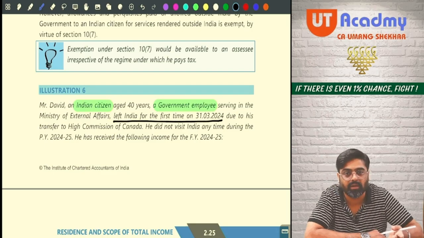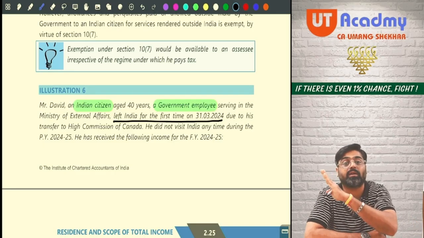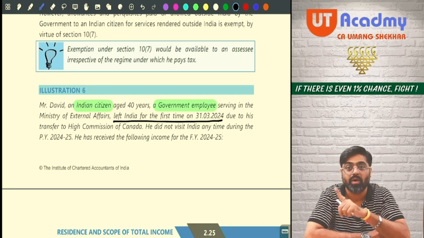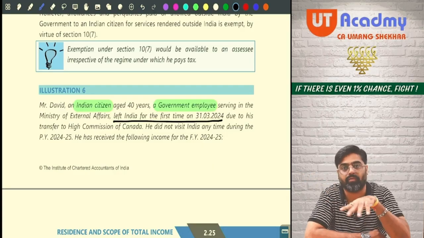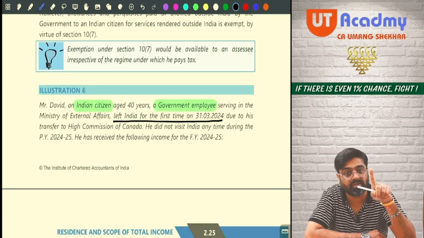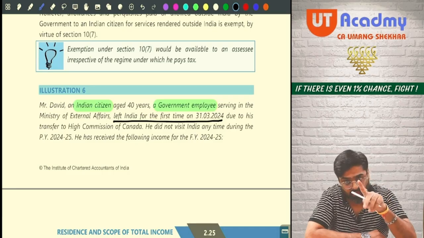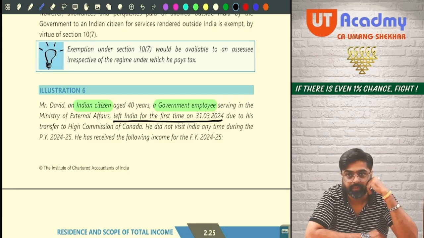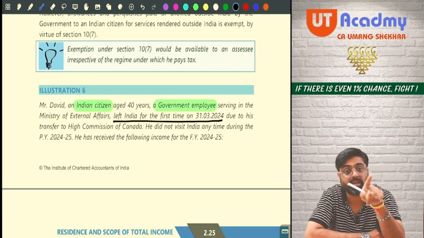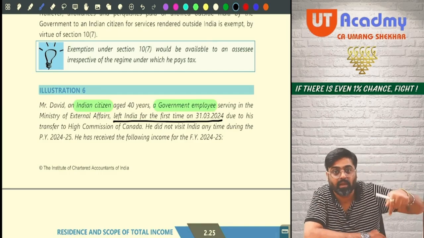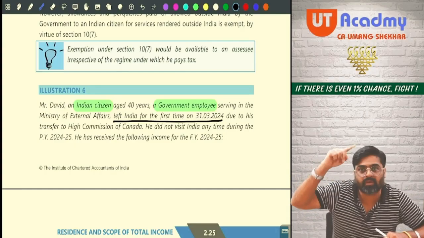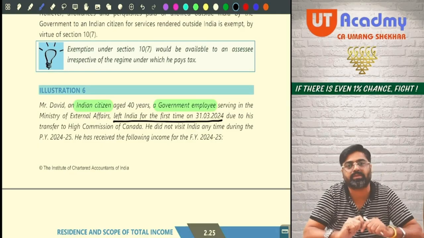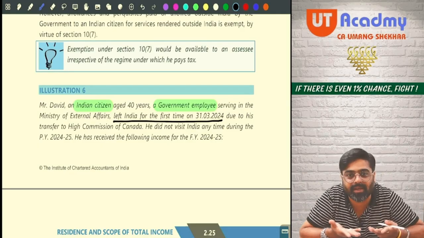Meaning in this year, 24-25, 31st March he is leaving? No, he is leaving in the year 23-24. On 31st March 24 he is leaving. That means he already left in the previous year 23-24, and in that year he left India for the first time. And in that year he is leaving India for the purpose of employment. He is not leaving India in 24-25. In that year he was covered by the employment exception. Do you remember?